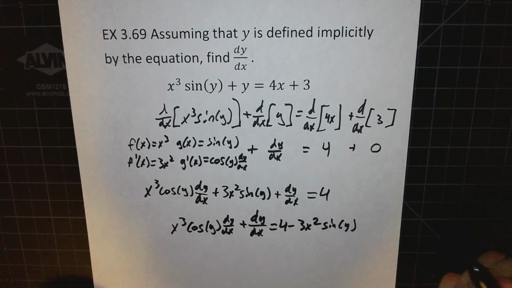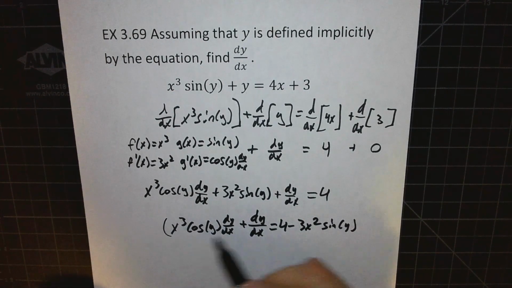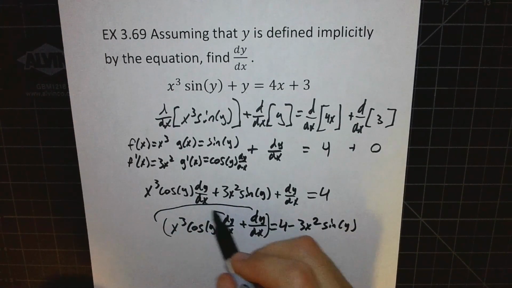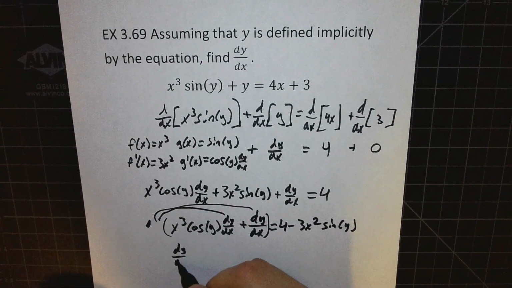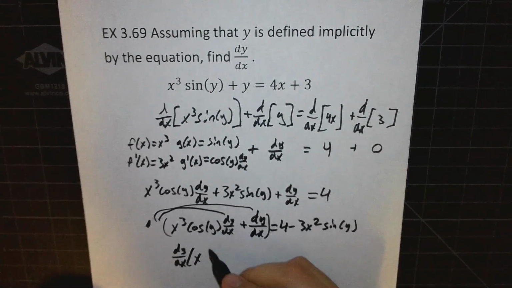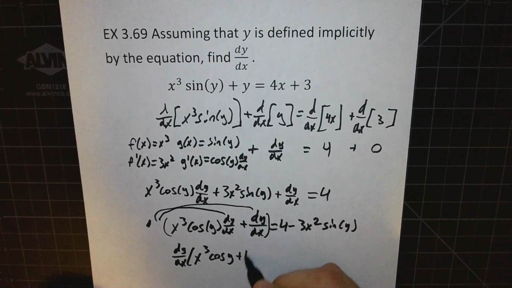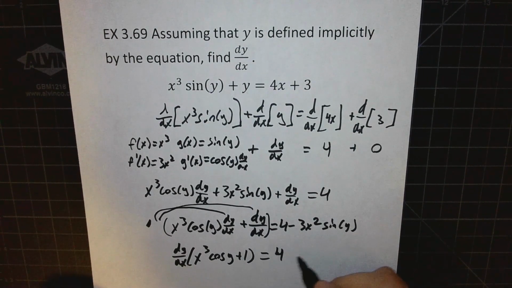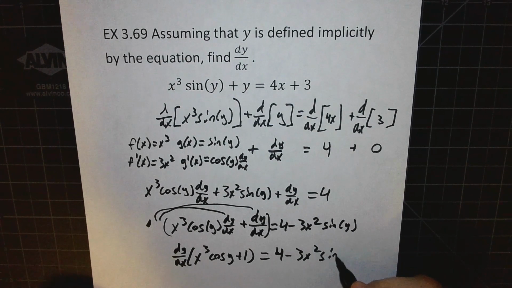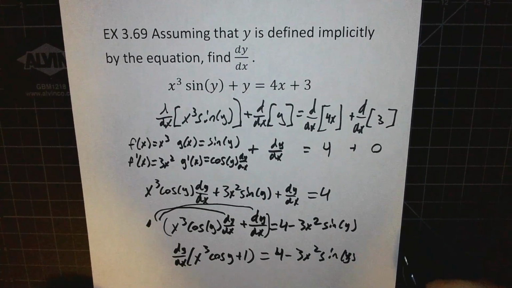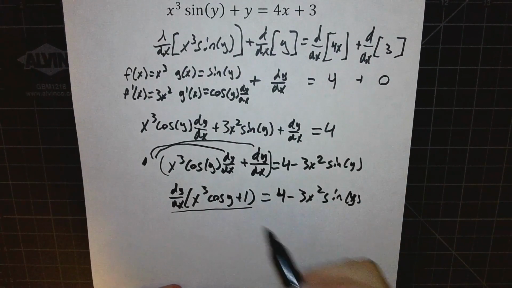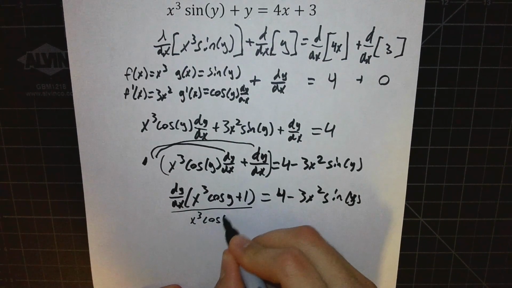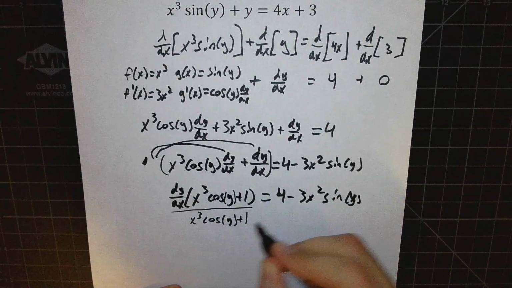So now we'll distribute a dy/dx out to the front. So this will end up being dy/dx times x cubed cosine y plus 1 is equal to 4 minus 3x squared sine of y. Yes, sine of y. And then we'll end up dividing both sides by x cubed cosine y plus 1. I guess I'll put my brackets here.